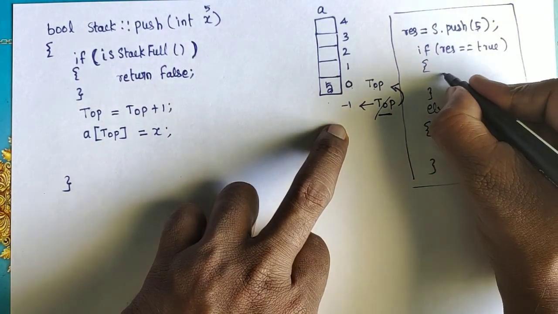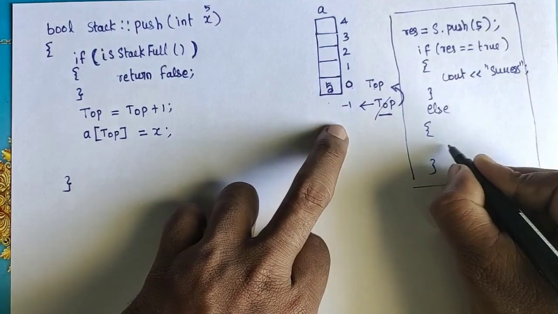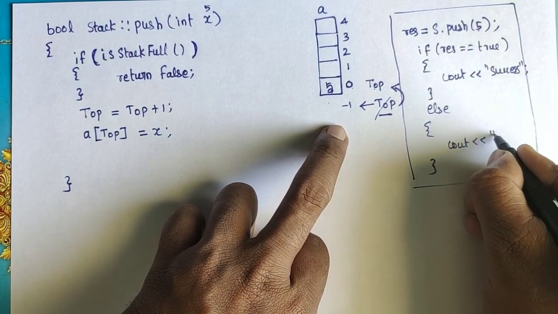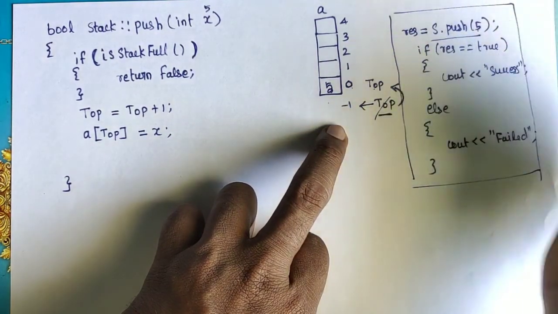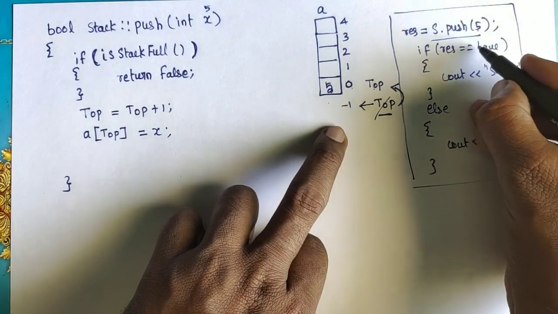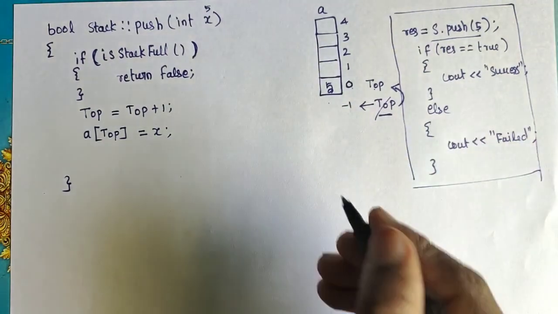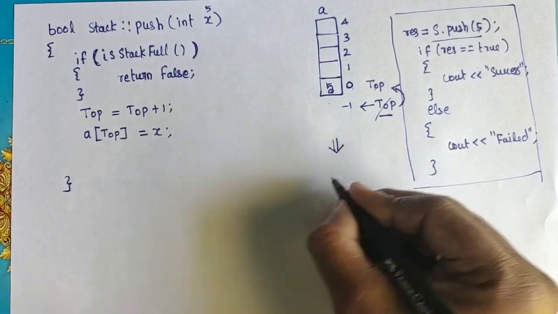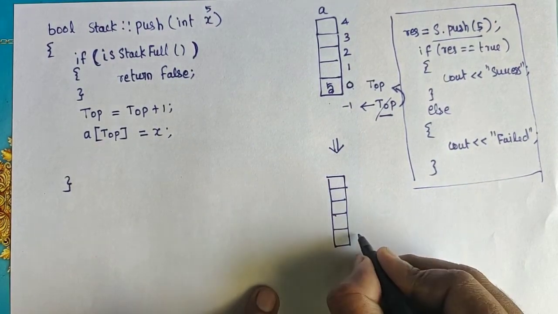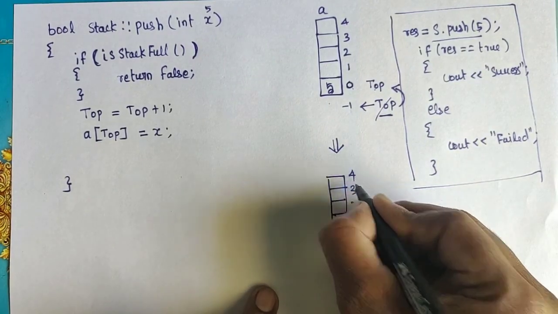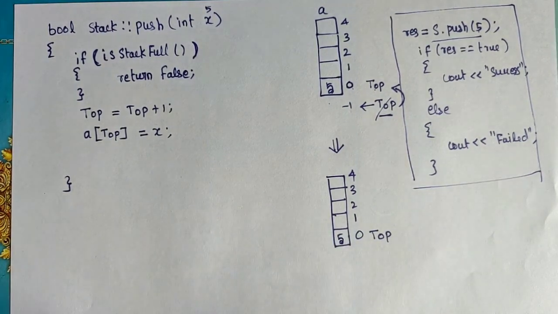So if it is true, cout a success, and otherwise cout a failed. Be clear, this call is going to happen in main, and this check also has to happen in main, so the result variable has to be declared in main. So after inserting this element, the content of the stack will become like this: 0, 1, 2, 3 and then 4. The top is pointing to 0, and it contains the 5.